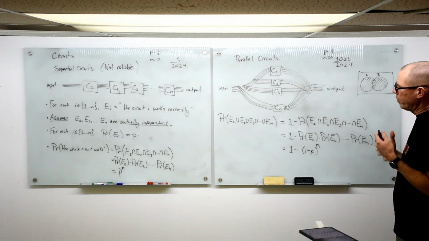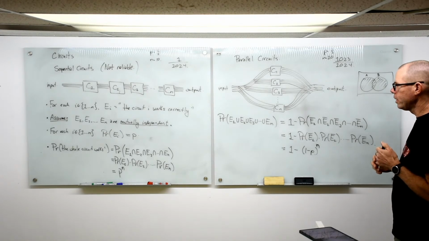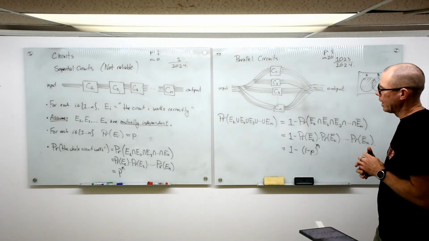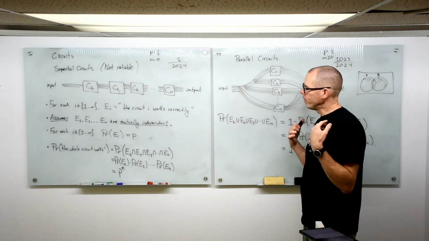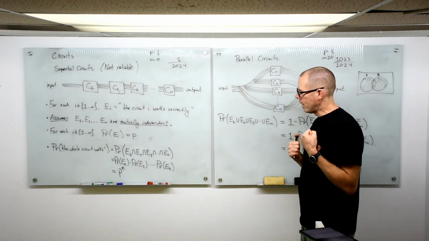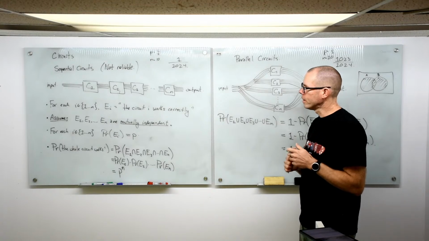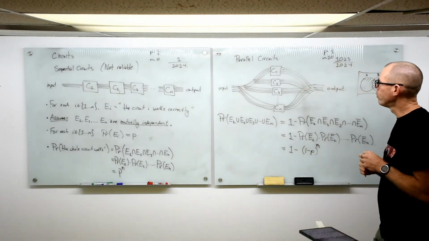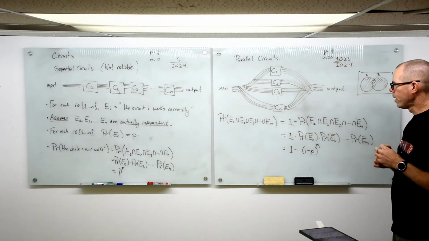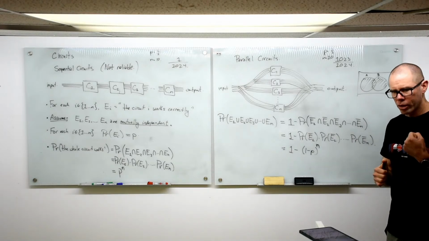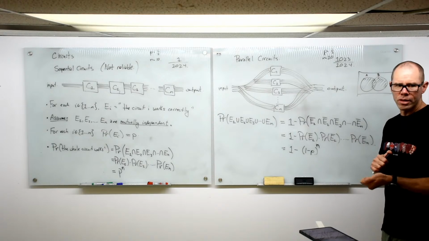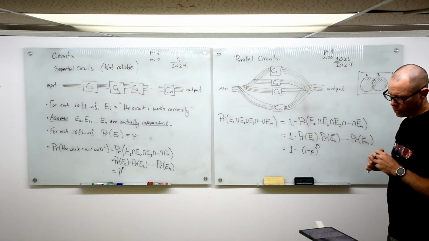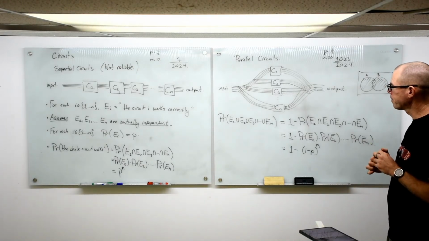So the problem statement here tells us that for sequential circuits, they all have to work, so that's where you get the AND from. And for parallel circuits, only one of them has to work, which is the same thing as saying the first one works, or the second one works, or the third one works, and so on. Okay.